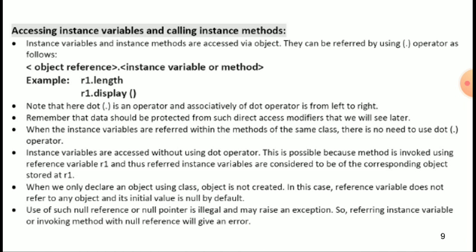When we only declare an object using a class, the object is not created. In this case, a reference variable does not refer to any object and its initial value is null by default. Use of such a null reference or null pointer is illegal and may raise an exception. So referring to an instance variable or invoking a method with a null reference will give an error.